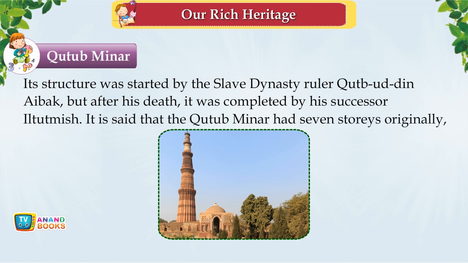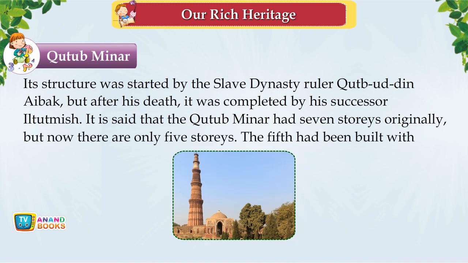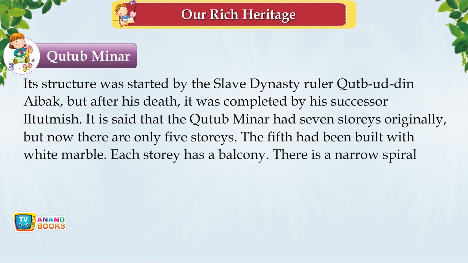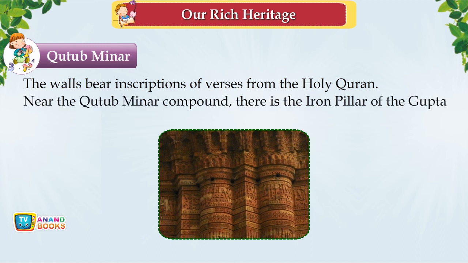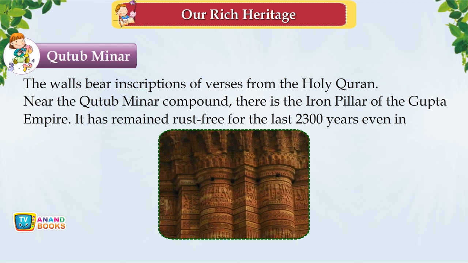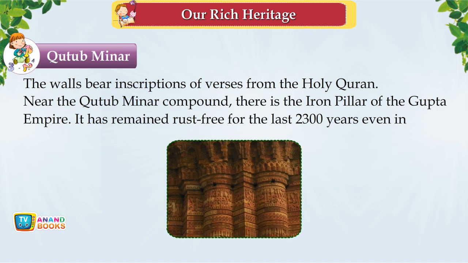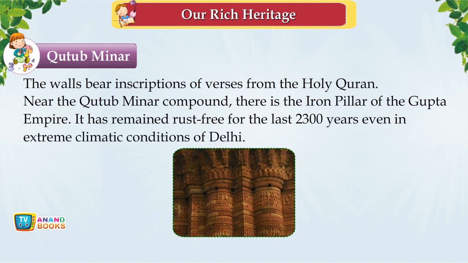successor Iltutmish. It is said that the Qutub Minar had 7 stories originally, but now there are only 5 stories. The 5th had been built with white marble. Each story has a balcony. There is a narrow spiral staircase that whirls up to the top. The walls bear inscriptions of verses from the Holy Quran. Near the Qutub Minar compound, there is the iron pillar of Gupta Empire. It has remained rust-free for the last 2300 years, even in extreme climatic conditions of Delhi.